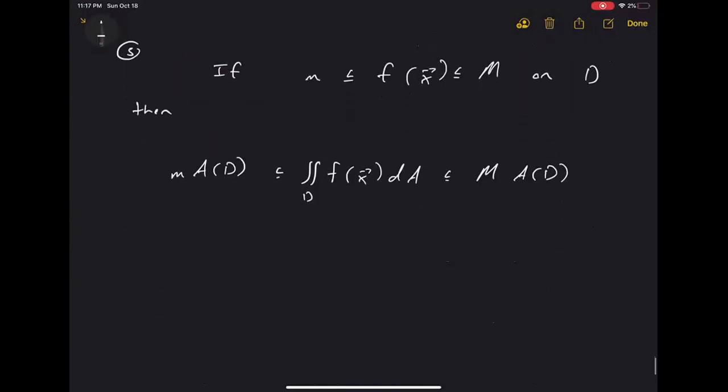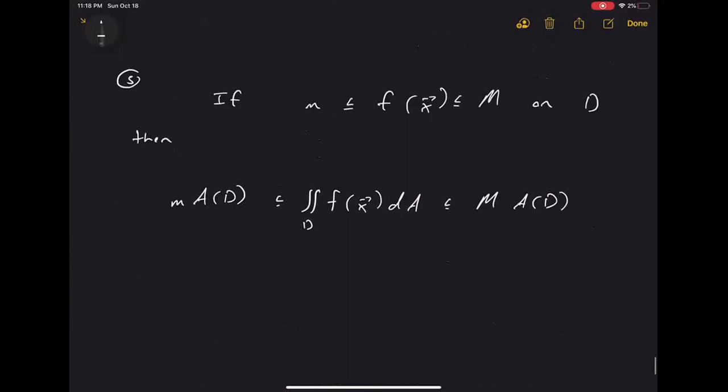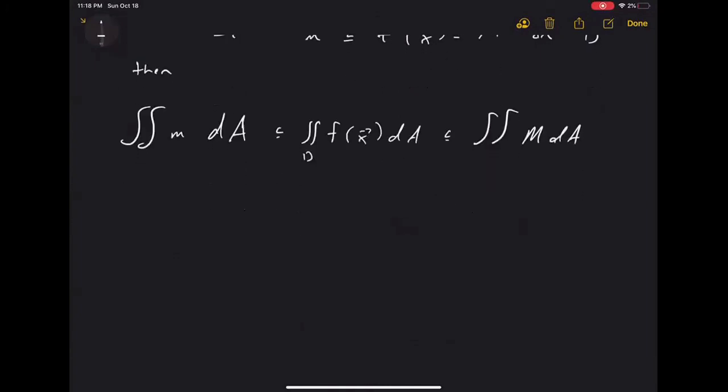Property 5 is just sort of what you would call a monotonicity property. Okay, if f of x is always greater than or equal to little m, and it's always less than or equal to big M, then the integral of f, we could do this step by step. The integral of f should be greater than or equal to the integral of little m, and it should be less than or equal to the integral of big M. Well, this is just a constant, right? We're integrating a constant, so we get m integral of dA.